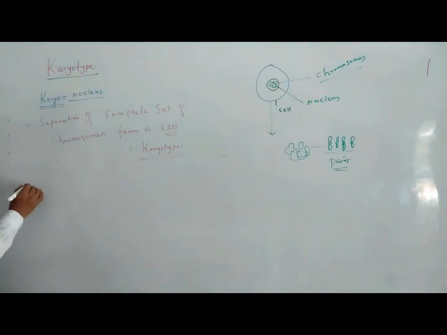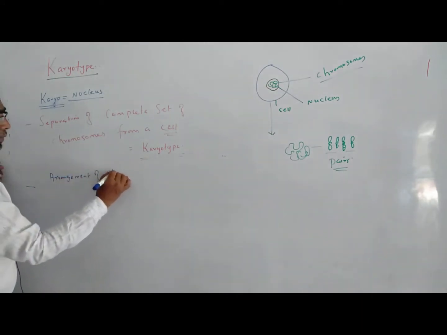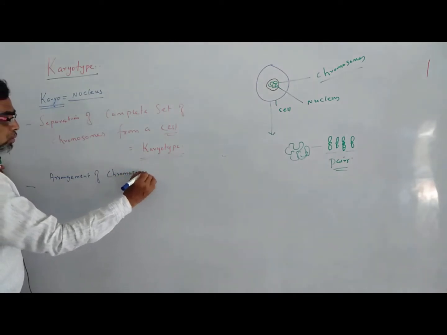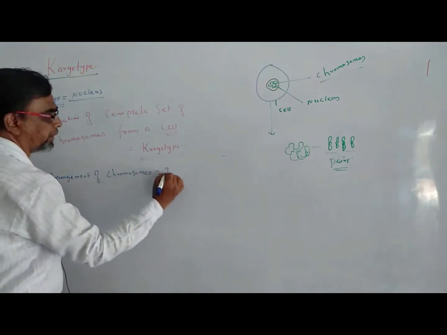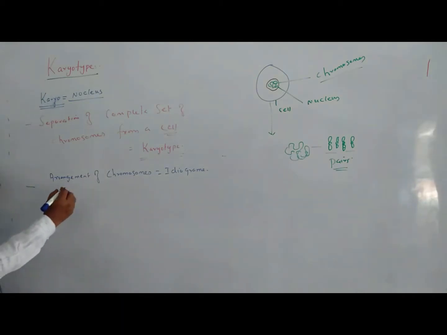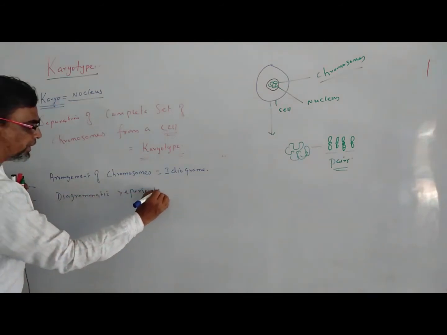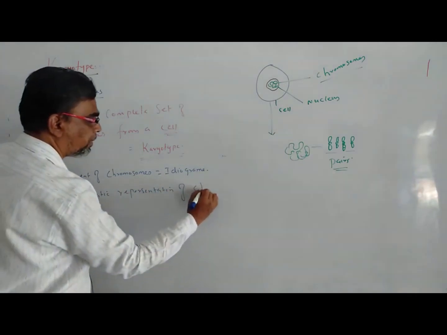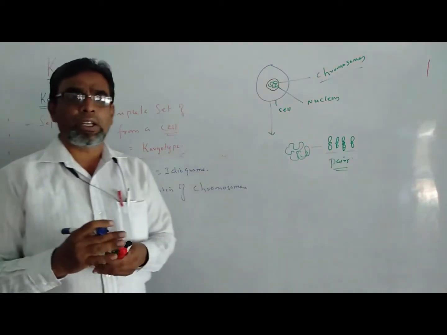So, next point. Arrangement of chromosomes is called ideogram, or you can say diagrammatic representation of chromosomes. That is called karyotype, otherwise you can say ideogram, both are the same.